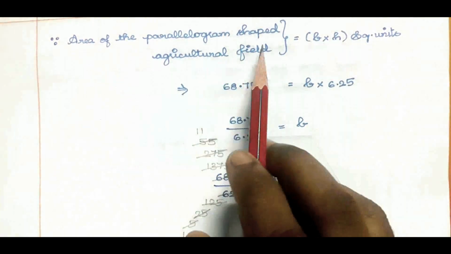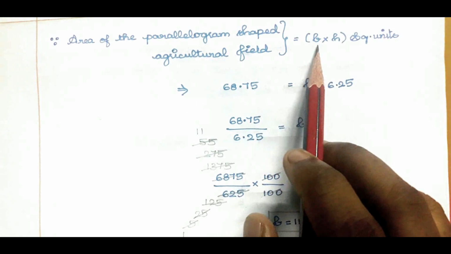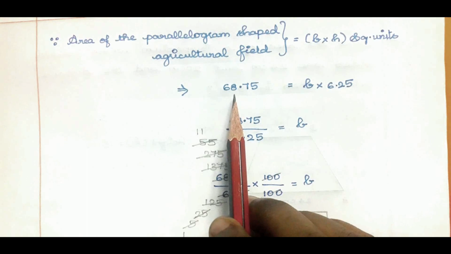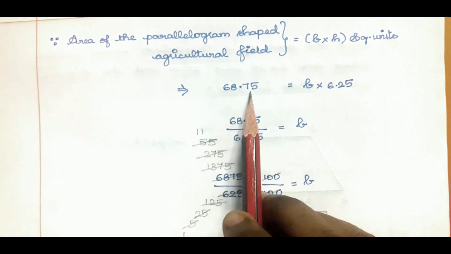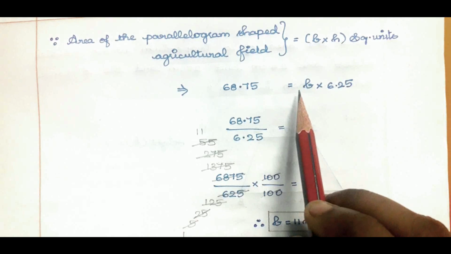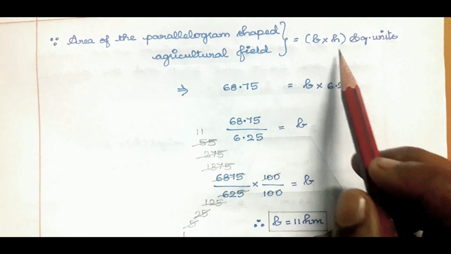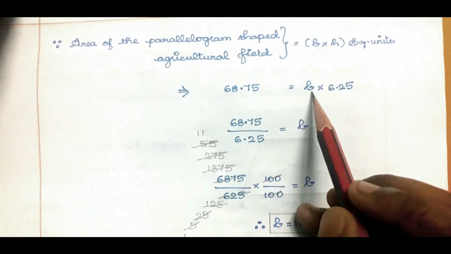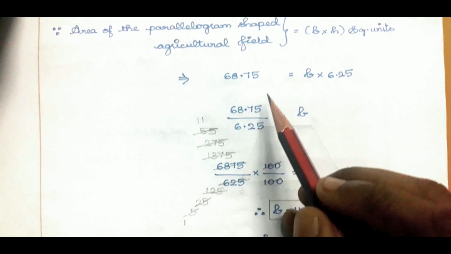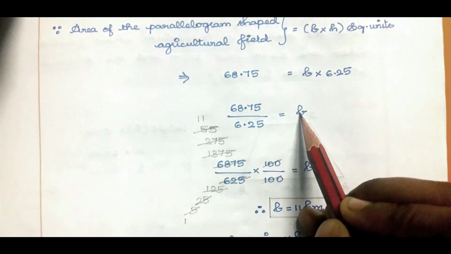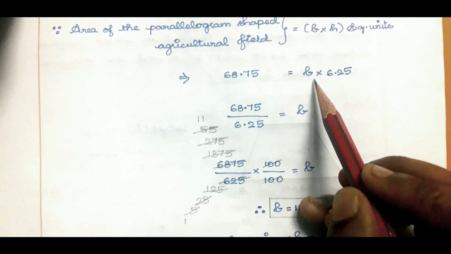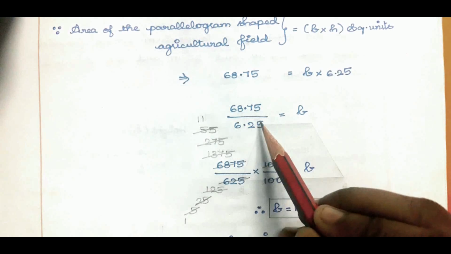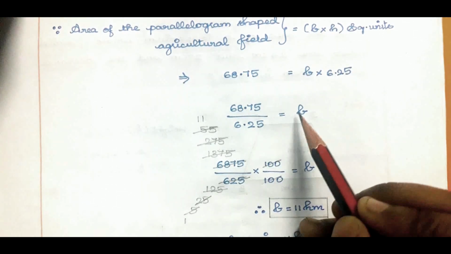Clear? Area of the parallelogram shaped agriculture field is equal to base into height square units. Already they have given the area as 68.75 and which is equal to B as it is. Height we know is 6.25. Now, what you are going to do is take the unknown to one side, known to another side. So, we have B as it is on the right hand side. When the 6.25 in multiplication goes to the other side, it becomes division. So, 68.75 by 6.25 is equal to B.